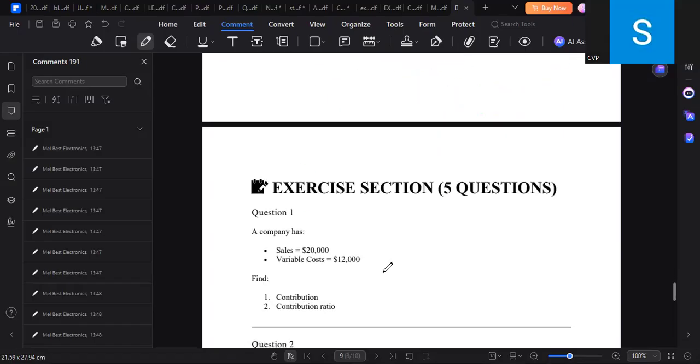All right. Let's try question number 1. We are given a company that has sales of 20,000 and variable cost of 12,000. Can somebody help? How do you find the contribution? What is the contribution?